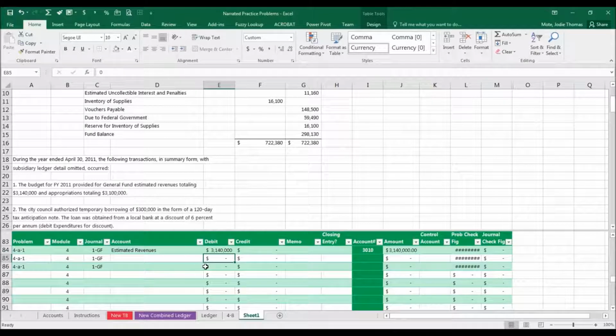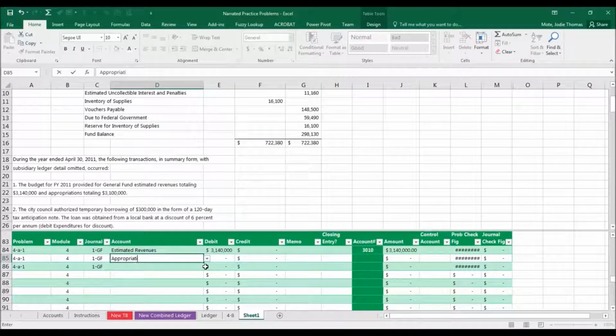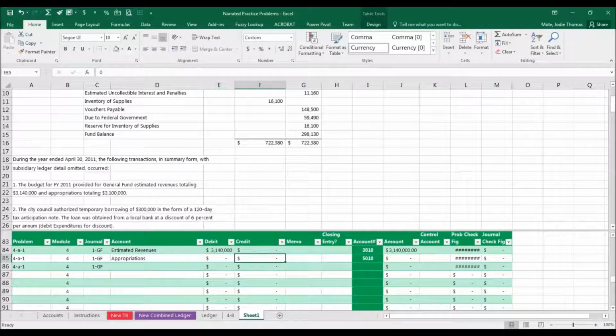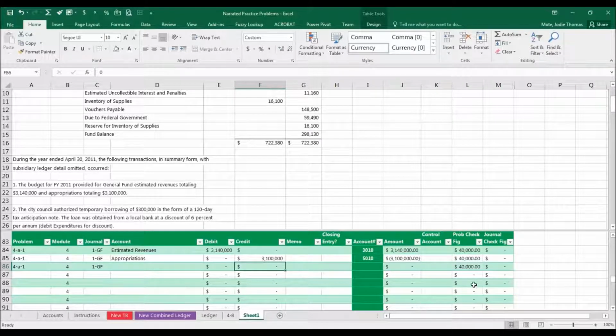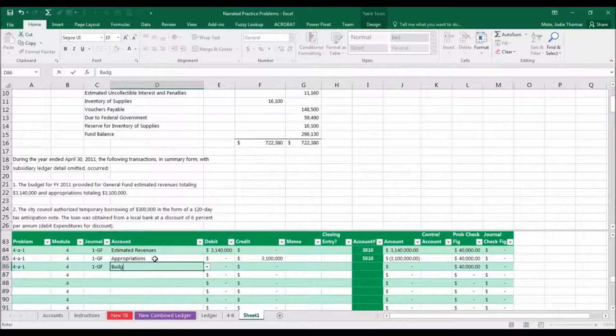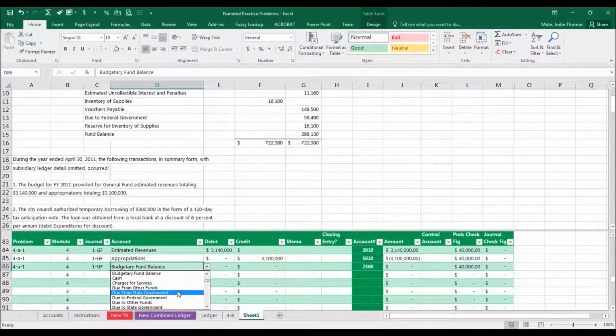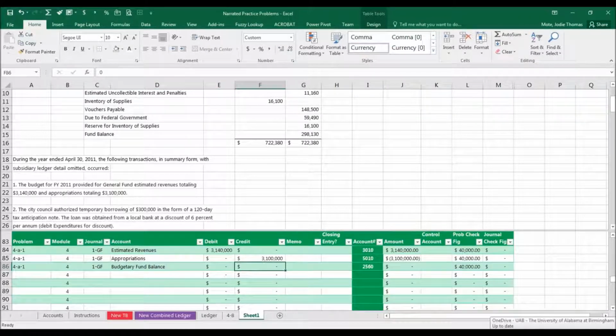Appropriations are credited when you are adding them, so we're doing 3.1 million according to the problem. And so our difference here, and the spreadsheet that I have set up kind of helps you out with that. Our difference is 40,000, and that is going to be a credit to budgetary fund balance. I could look those up just here, but I know these accounts and exactly how they're listed. So 4123, all right. So we've got our problem check figure out here on this spreadsheet.